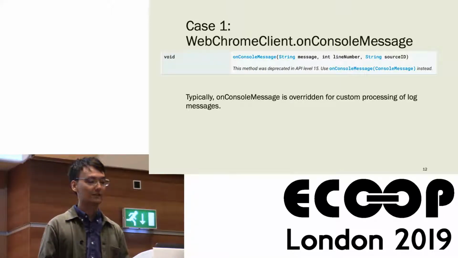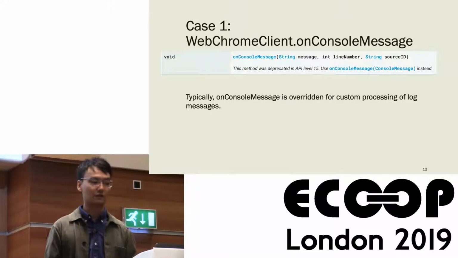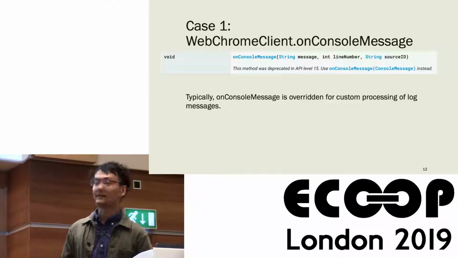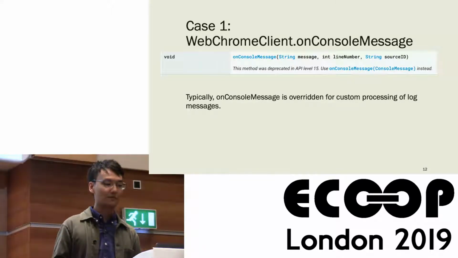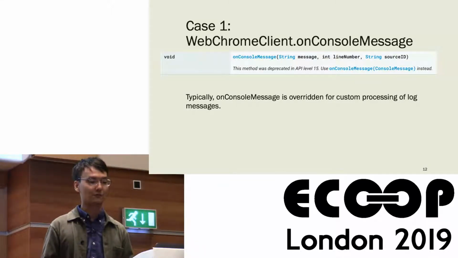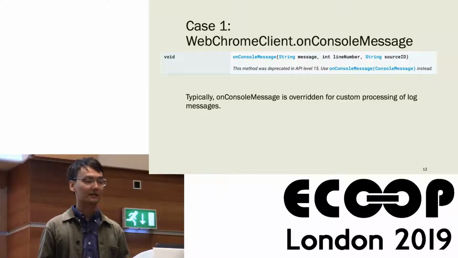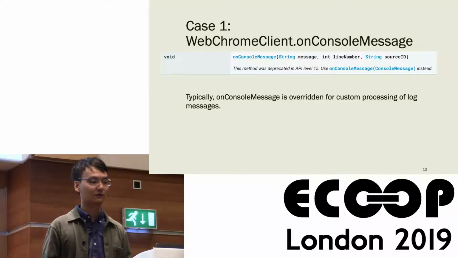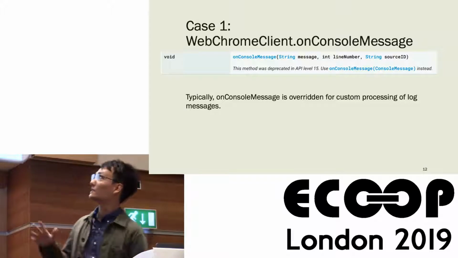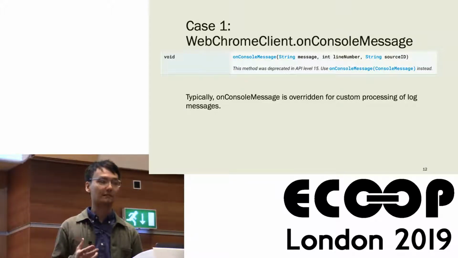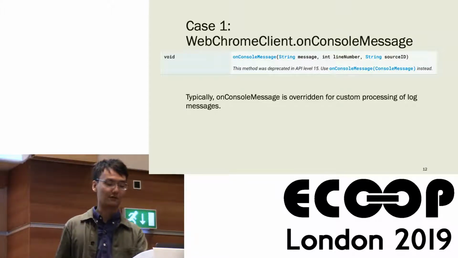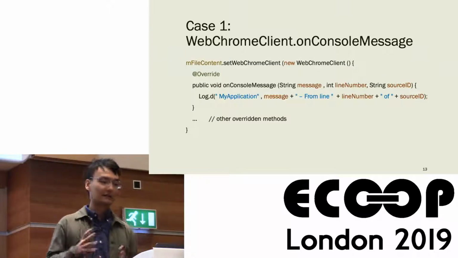In the first case we look at the deprecation of onConsoleMessage in WebChromeClient. onConsoleMessage is executed by the Android framework as a callback, and typically it is only overridden by developers for custom processing of log messages. In this deprecation, it is replaced by a method with the same name but with a different set of parameters. And here is some example usage.